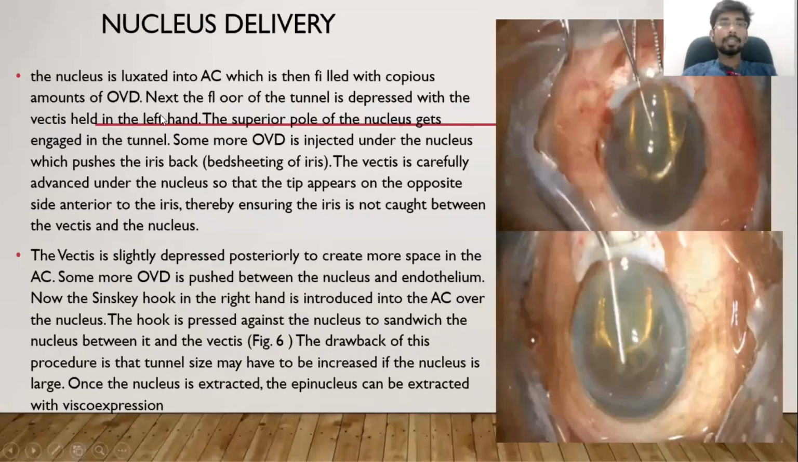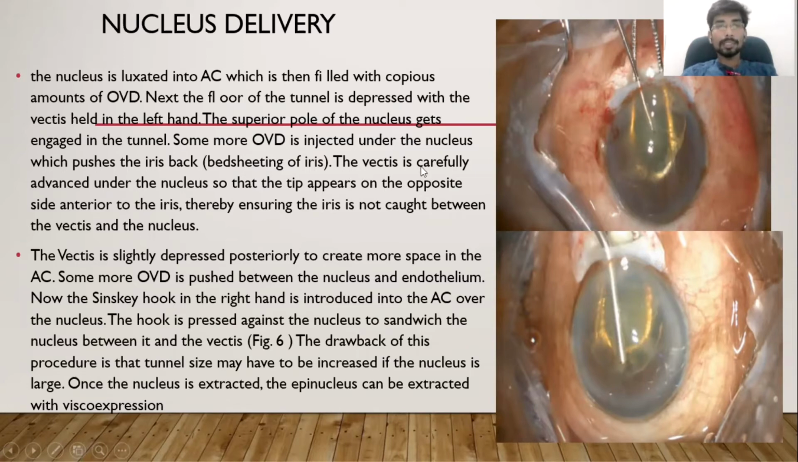Next is nucleus delivery. The nucleus is subluxated into the anterior chamber, which is then filled with copious amounts of visco. Next, the floor of the tunnel is depressed with the vectis held in the left hand. The superior pole of the nucleus gets engaged in the tunnel. Some more OVD is injected under the nucleus, which pushes the iris back, that is bed sheeting of the iris.